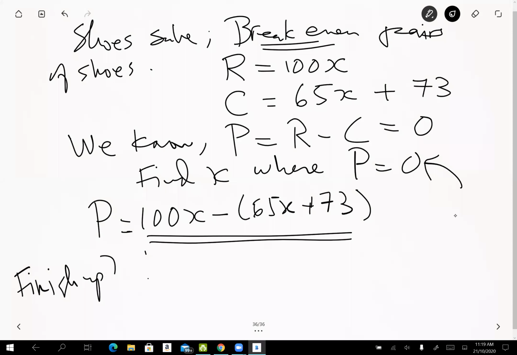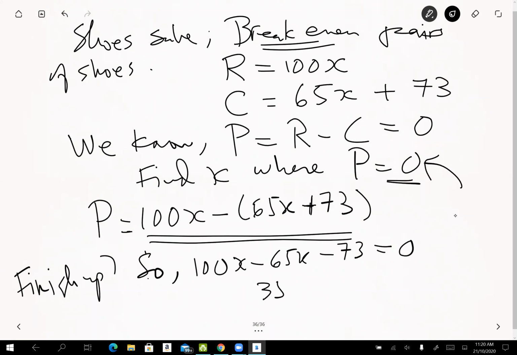So what you do here, we know the break-even is where the profit is equal to 0. So I have 100x minus (65x plus 73) equals 0. I break down the bracket. I just want to remind some people, when you break down the bracket, be careful with the signs, all right? So positive becomes negative, positive here becomes negative. That will be 35x equal to 73.